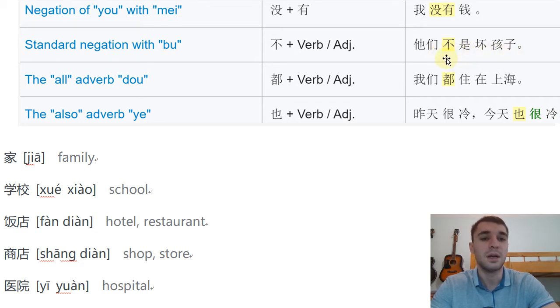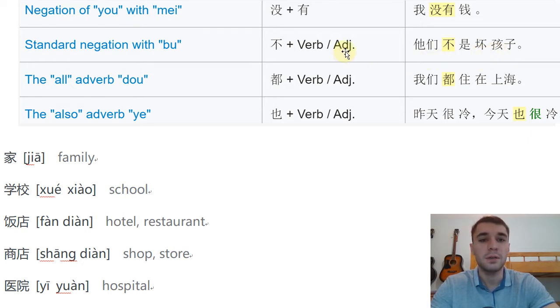So how to say they are bad kids? 他们是坏孩子. They are bad kids. 他们不是 they are not bad kids. How to say they are good kids? 他们是好孩子. That's how it works.